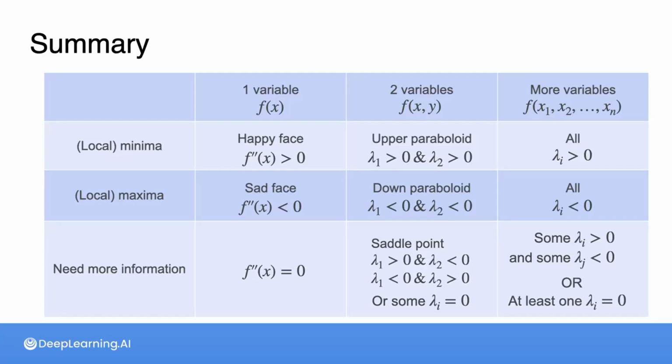So let me repeat. If all of them are strictly positive, you have a local minimum. If all of them are strictly negative, you have a local maximum. If anything else happens, if one of them is 0, or if some of them are positive, some of them are negative, anything like that, then you don't know what you have, at least with this test.